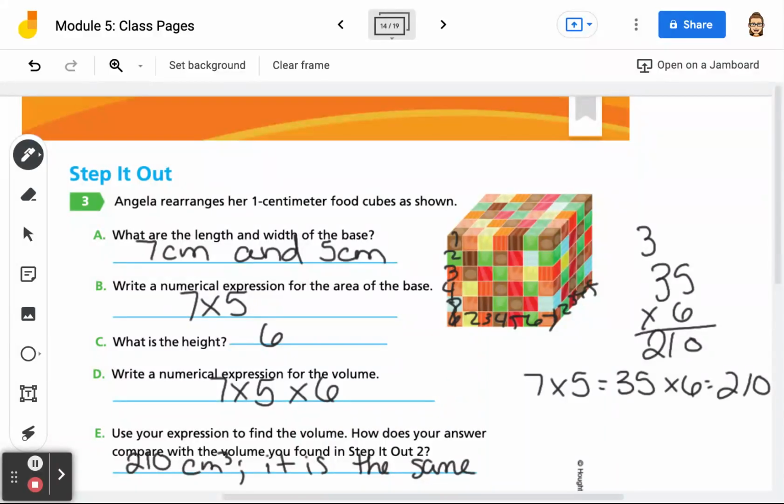So this is our lesson. I hope that it helps you understand a little bit better and that you now can find the volume of a rectangular prism using the area of the base and the height.